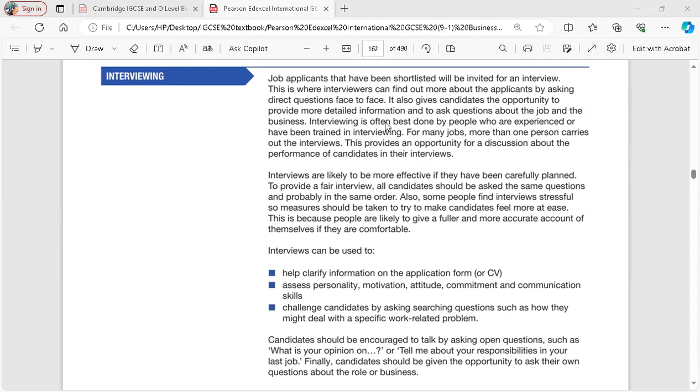Two, assess personality, motivation, attitude, commitment, and communication skills. So you need to see the individual if he has those communication skills. When we talked about communication, we said the firm or the business must employ the right person. So to employ the right person, you need an interview to know. Three, challenge candidates by asking searching questions such as how they might deal with a specific work-related problem. During the interview, you ask them questions, you drill them to know if they are up to the task or not. Is it clear?